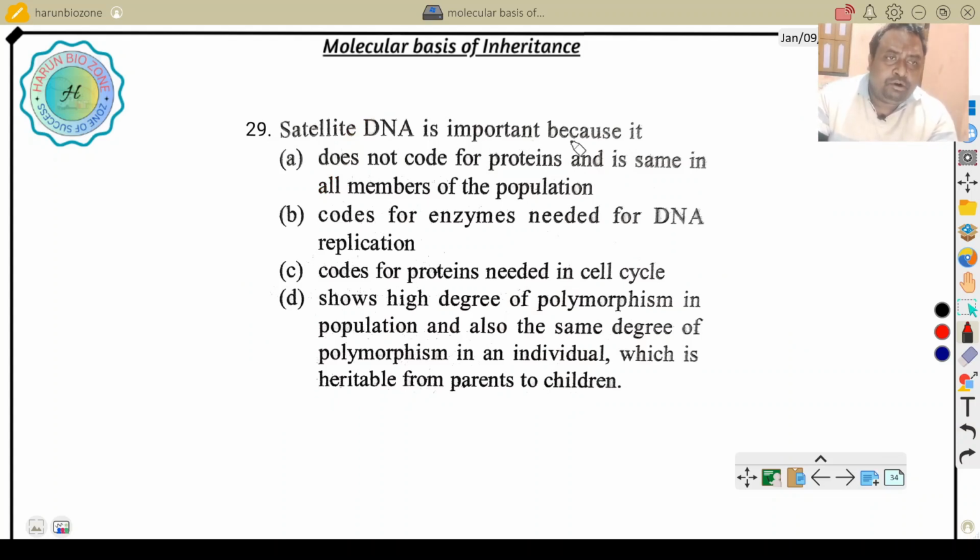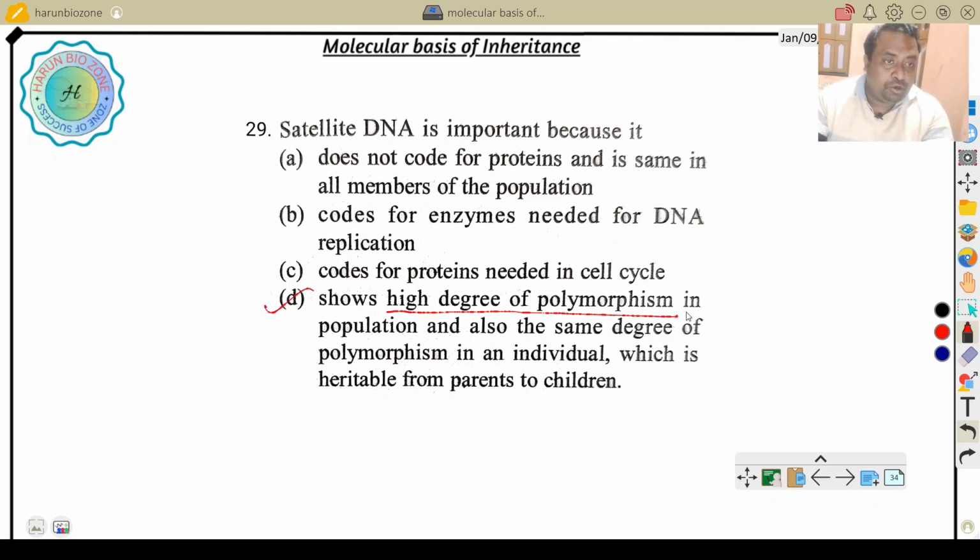Satellite DNA is important because it is a repetitive sequence of DNA, so there is a high degree of polymorphism. Within a single organism, the repetitive sequences of satellite DNA are the same, but in different organisms the satellite DNA is different. So through satellite DNA, we can easily identify different organisms. So D is the correct answer.